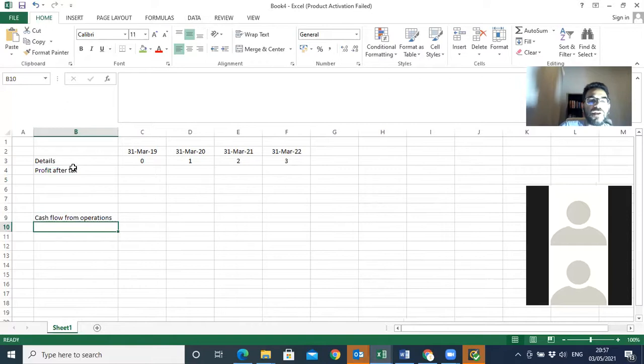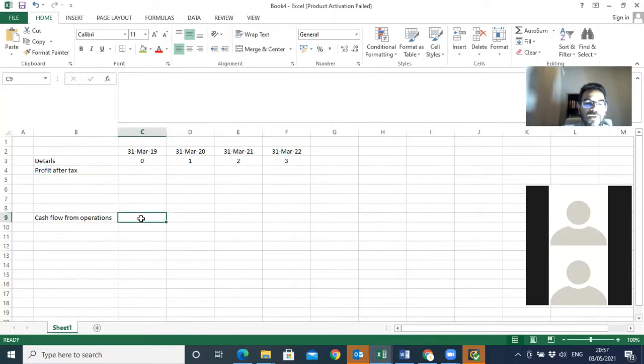So we are starting with a profit number and we want to get to a cash flow number. That's number one. Remember, profit number includes non-cash flow amounts. The second thing is we're moving from a profit after tax number to a cash flow from operations.